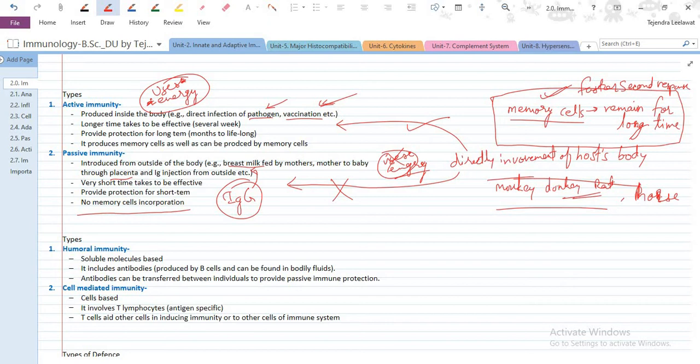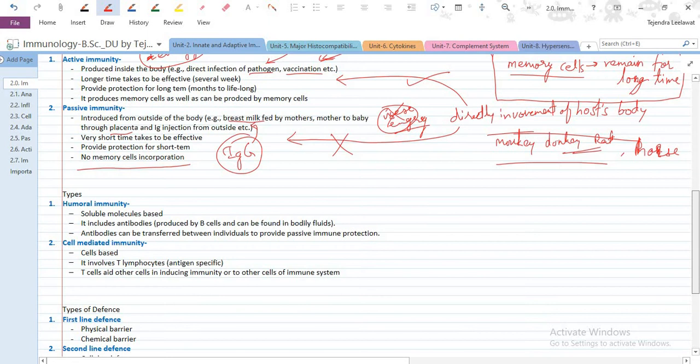So active immunity is good, and passive immunity is also good, but they depend on the condition. Suppose you are in instant need, then you have to go for passive immunity. But if you have more time and your immune system is working properly and is in very good condition, then you can rely on active immunity. Okay, so those are the two types of immunity on the basis of origin.